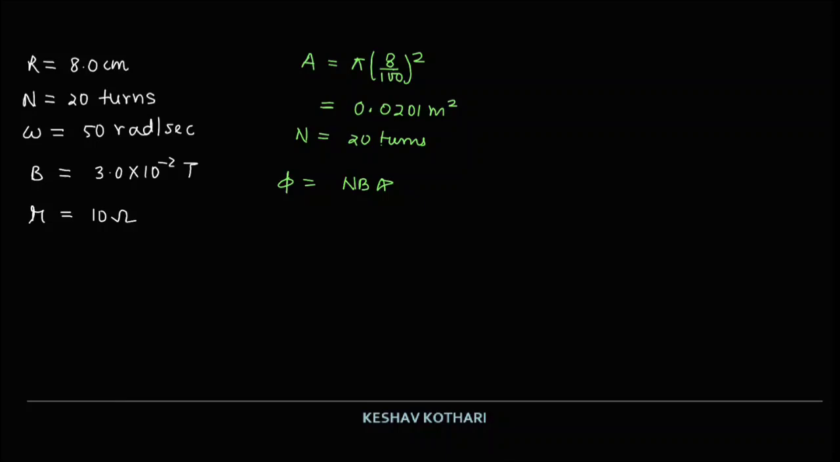So we are writing it as equal to NBA. If we calculate this value, N is 20, B is 3 into 10 to the power minus 2, and area is 0.0201, and the value is turning out to be 1.20 into 10 to the power minus 2 Tesla meter square.